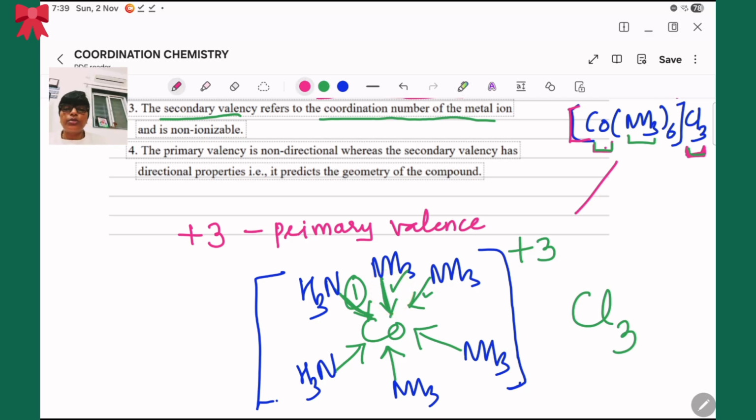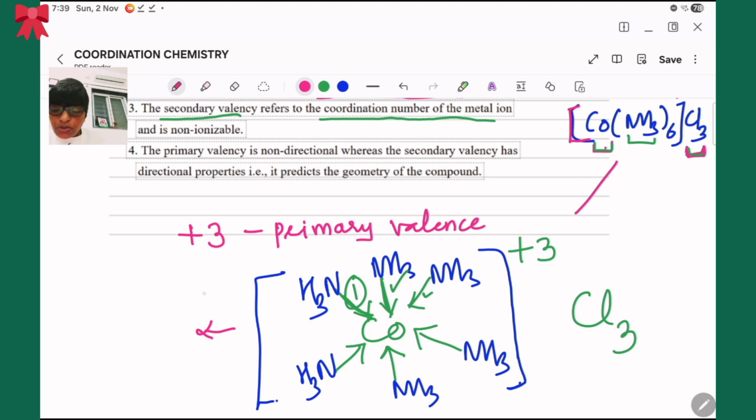So that is the coordination number, and it is non-ionizable naturally, because what will happen if I put this entire complex in water? This coordination entity is never going to break. That means the door. I call the square bracket a door. This is never going to open. It's going to remain intact. Only by chemical reaction is that door going to open.